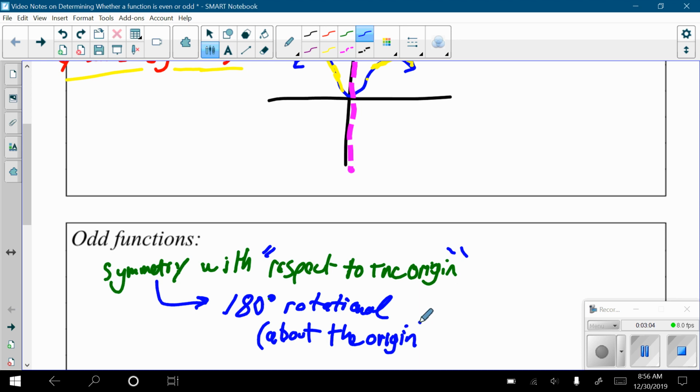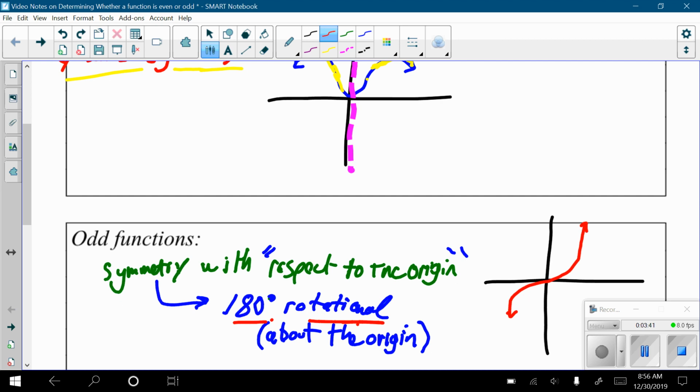The idea is, if you have some graph, let's draw a quick little example here, and you looked at the graph and spun it around 180 degrees, so you flipped it upside down, it would look exactly the same. If you literally take your paper right now and draw a graph like that, and you flip it around 180 degrees and look at it again, it'll look exactly the same. This red graph is an odd function. It has 180-degree rotational symmetry. If you rotate it 180 degrees, it looks exactly the same. That's the easiest way to think about what an odd function is.